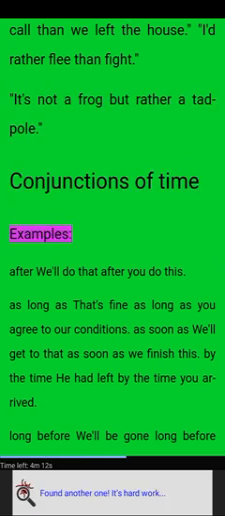Conjunctions of time. Examples. After: we'll do that after you do this. As long as: that's fine as long as you agree to our conditions.